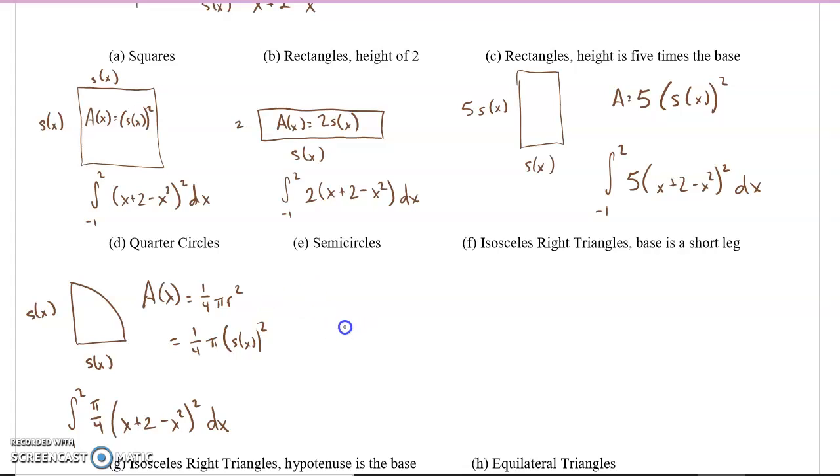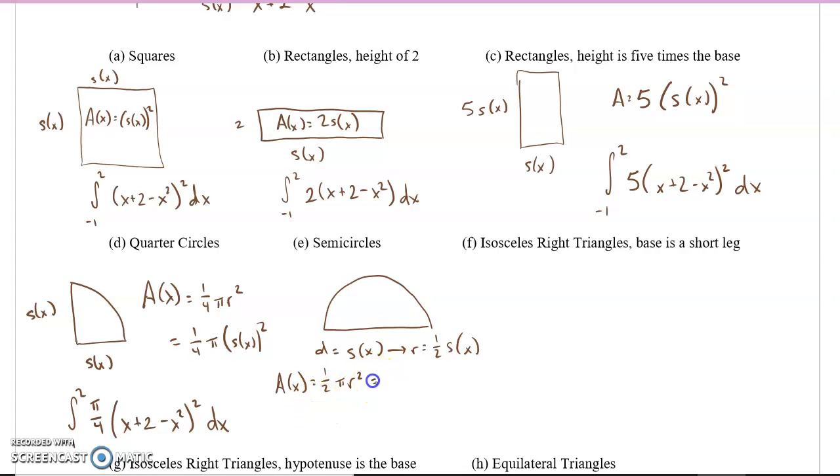Those tend to be a little different because instead of having the radius be s of x, this time the diameter is s of x. So that's our diameter. But the area function is going to be 1/2 pi r squared, but don't replace r with s of x. Replace r with 1/2 s of x. And that's a very common mistake. People will forget to cut this in half.